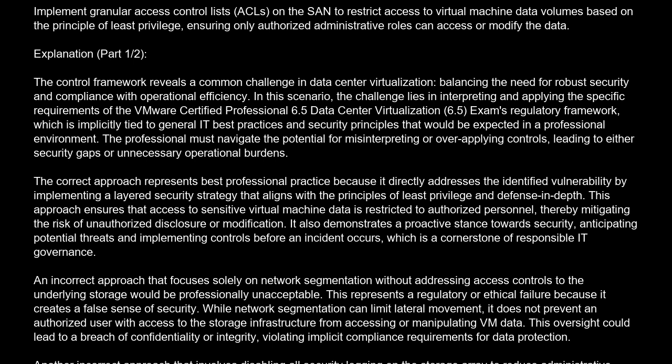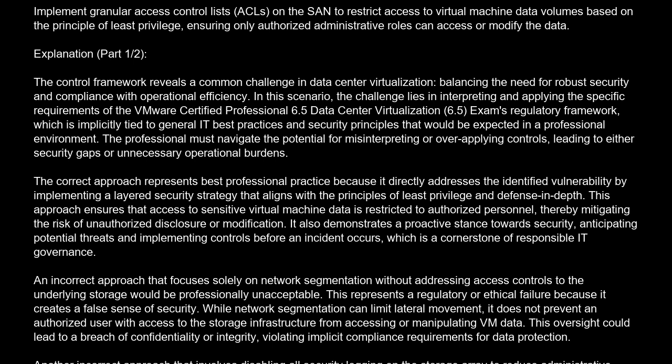An incorrect approach that focuses solely on network segmentation without addressing access controls to the underlying storage would be professionally unacceptable. This represents a regulatory or ethical failure because it creates a false sense of security. While network segmentation can limit lateral movement, it does not prevent an authorized user with access to the storage infrastructure from accessing or manipulating VM data. This oversight could lead to a breach of confidentiality or integrity, violating implicit compliance requirements for data protection.